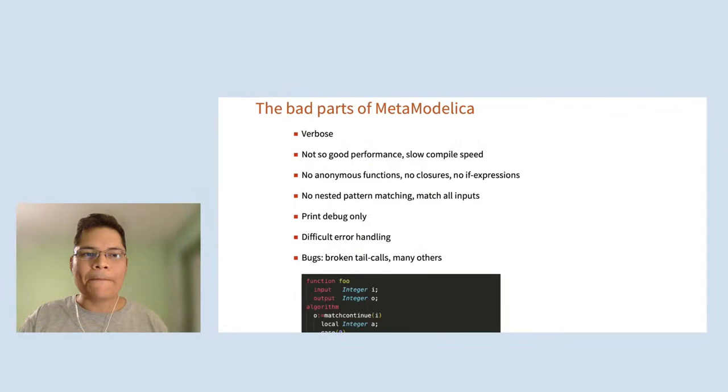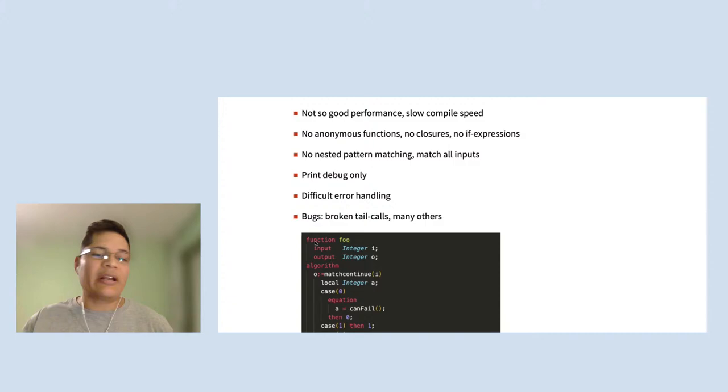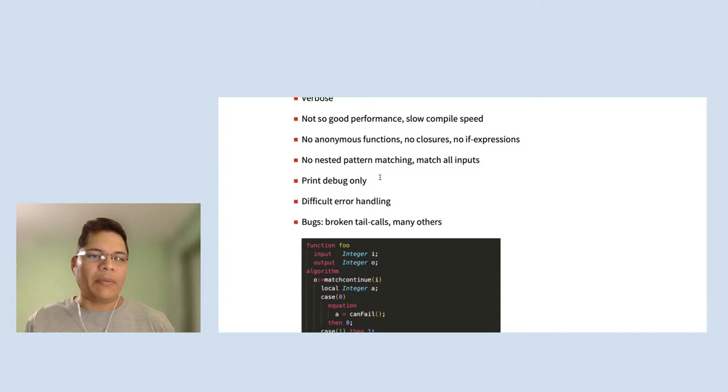So, okay, those were the good parts. Some of the bad parts. First one, the language was quite verbose. In order to create a function, you need to declare everything: all types, the direction of the variables, all the local variables that you were using. And well, this is verbose compared to most functional languages, right?